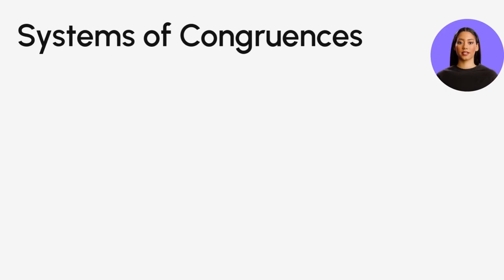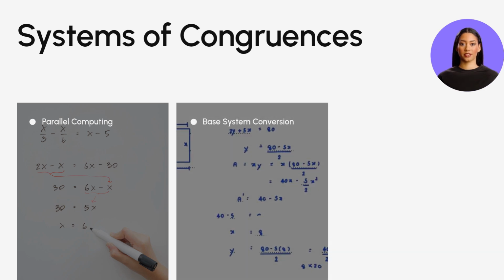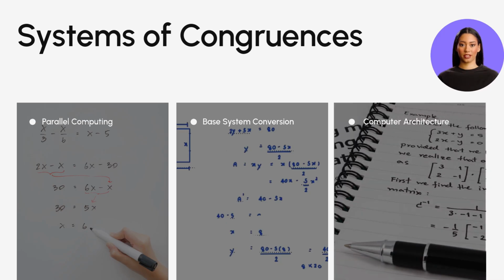Systems of congruences involve solving modular equations. Applications include parallel computing and computer arithmetic optimization. Binary, hexadecimal, and other base systems are used for conversion between number bases. Applications include computer architecture, memory addressing, encoding, and compression.